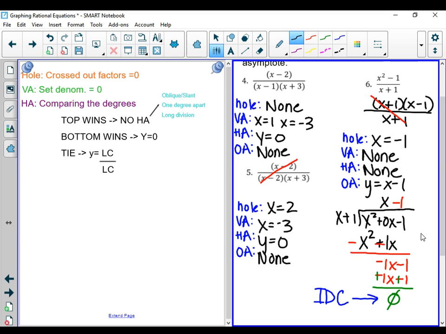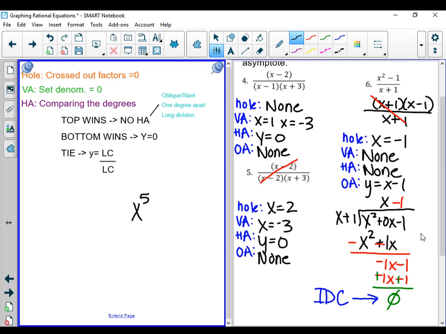Just to clarify, you only do long division when the degrees are 1 apart. If it's not, there's no. Right. So you could still have the numerator win.